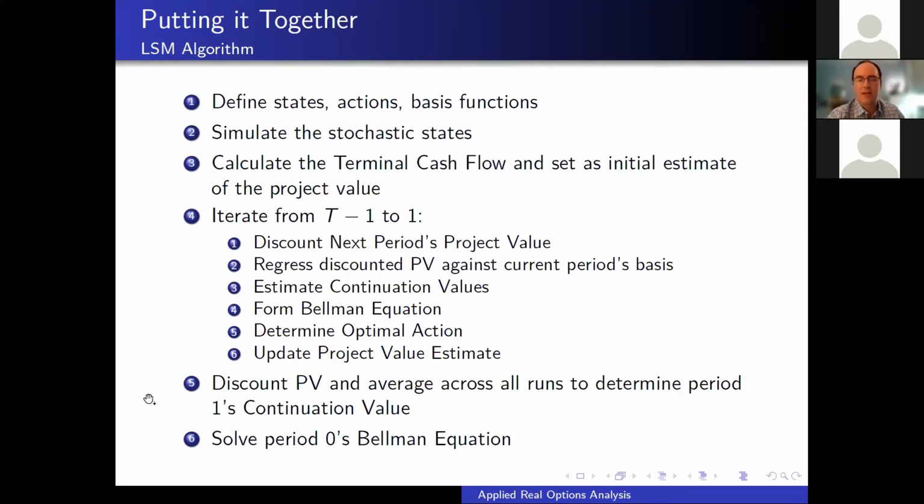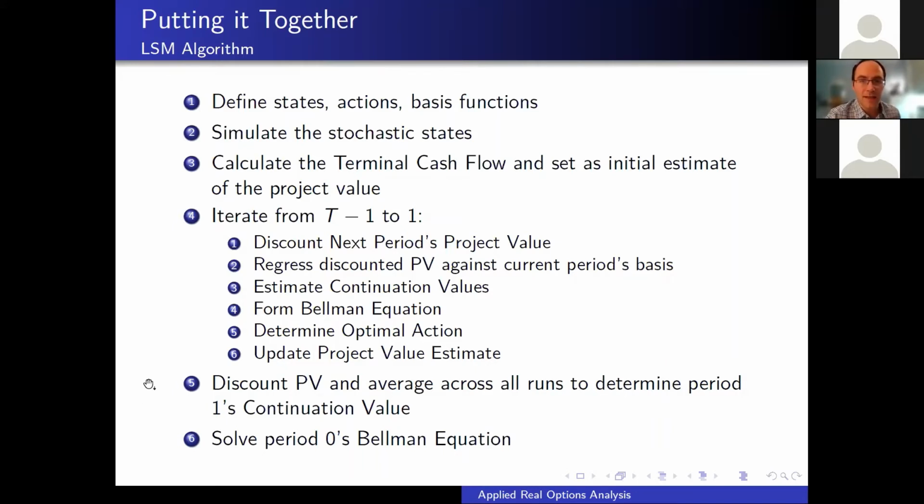And then in the terminal state, in the first state, we discount the time one's values average to form a continuation value. And then, of course, we solve one final Bellman equation to get the value.